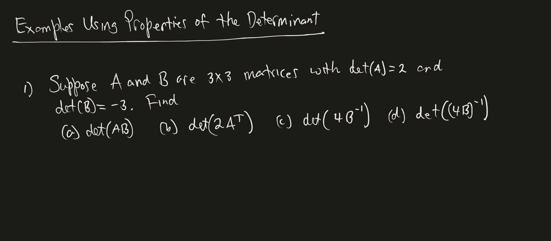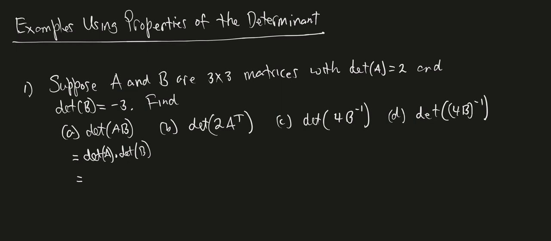each of these questions. Now, part A, this one is a direct application of one of our theorems, one of our properties, which states that the determinant of the product is equal to the product of the determinants. So the determinant of AB is equal to the determinant of A times the determinant of B. And since we're given those two numbers, all we have to do is multiply them, right?